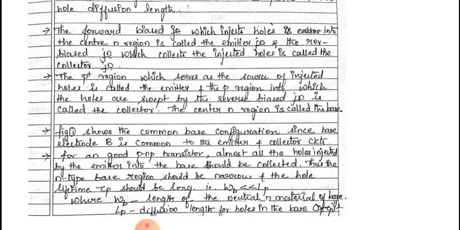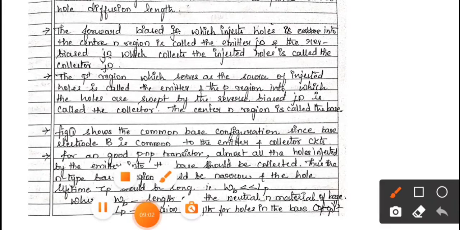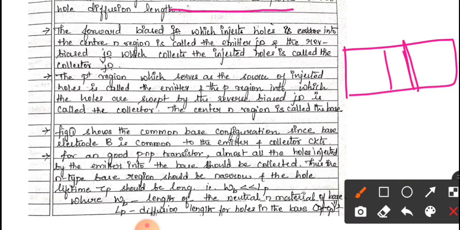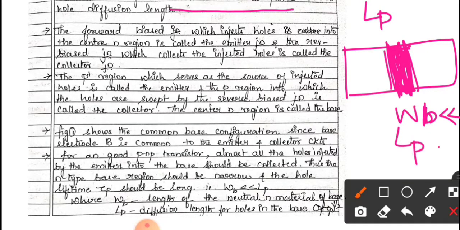So for that, what has to be done? The N region should be made narrow compared with the hole diffusion length. In the PNP structure, this N region has to be made very narrow such that recombination shouldn't take place. So it should be very narrow compared with the hole diffusion length LP. The width of this region, if we consider it as WB, should be very much less than LP, the hole diffusion length.